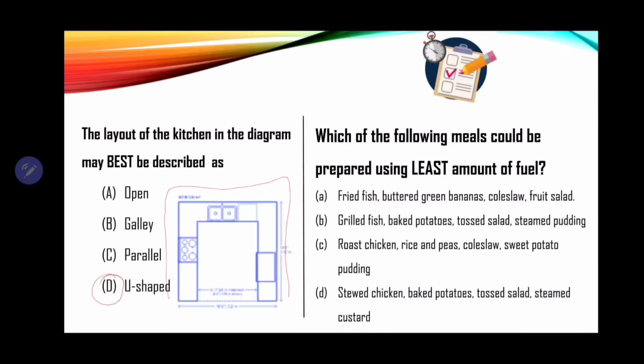Now, the ideal response here, guys, is what? Take a look at it for 2 seconds. Awesome. The ideal answer here is A. So if your response is A, you are correct. So fried fish, buttered green bananas, coleslaw, which require no cooking, and also the fruit salad as well, which require no cooking as well. So the answer there is A.